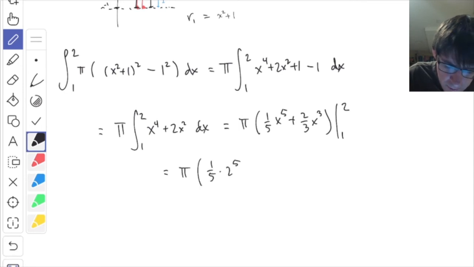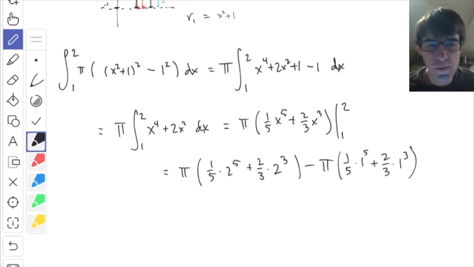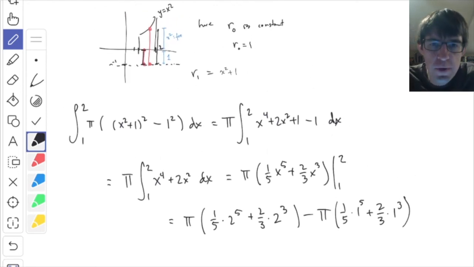Pi times 1/5, 2 to the 5, plus 2/3, 2 to the 3, minus pi times 1/5 times 1 to the 5 plus 2/3 times 1 to the 3. And that's my answer for the volume of that Christmas tree holder. All right. What do you think about that? Any questions about that one? That's a little tricky, but you've got to sort of try and draw the picture for yourself and work out what those radii are. This is the method of washers to find the volumes of a weird shape.